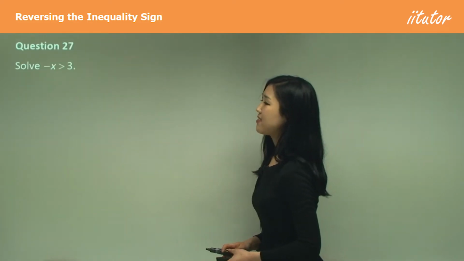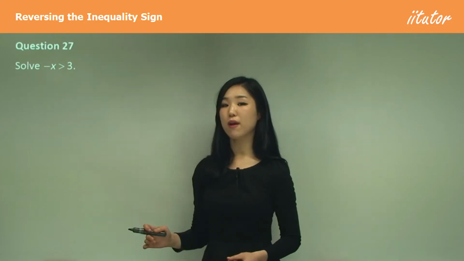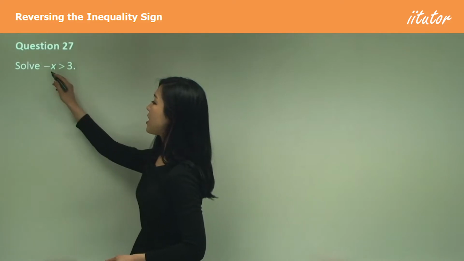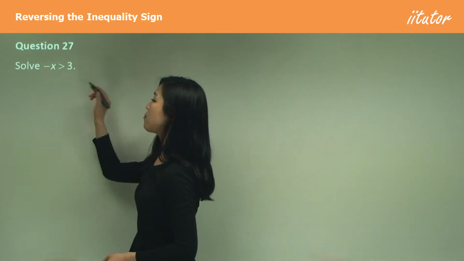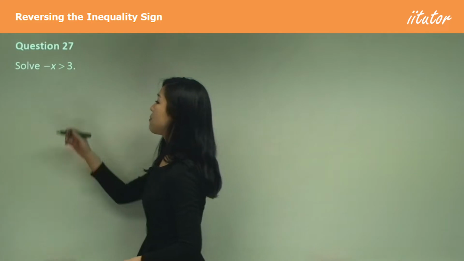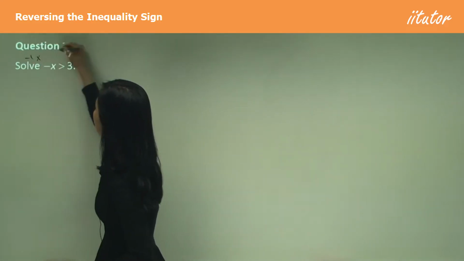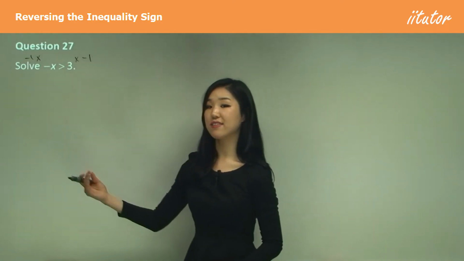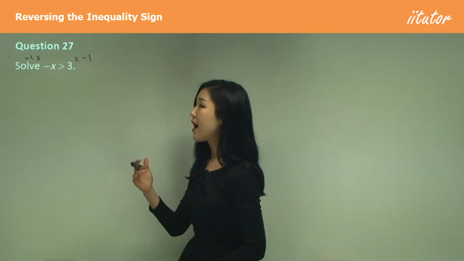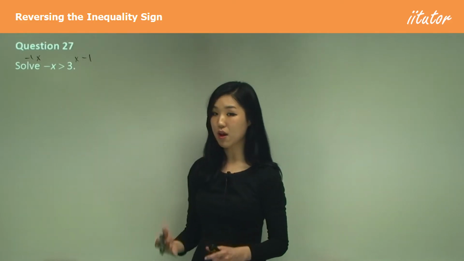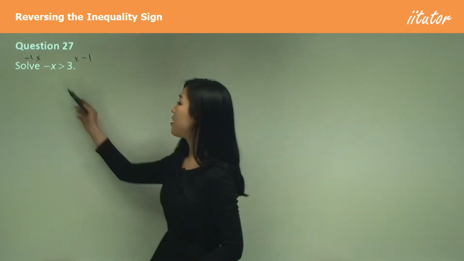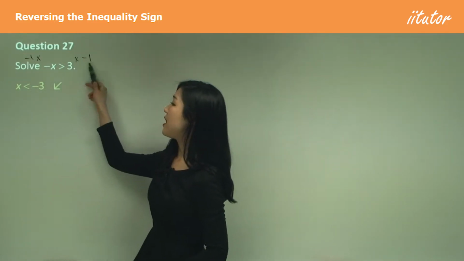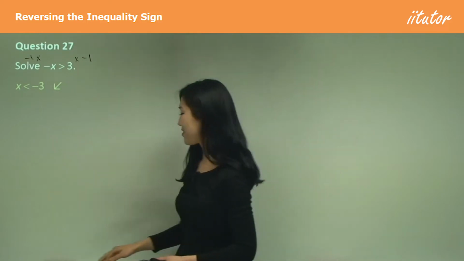Question 27, it says solve negative x is greater than 3. I don't want negative x, I just want x. I'll move the negative over to the other side. I could multiply by negative 1, right? If I multiply both sides by negative 1, that negative 1 times negative x is positive x, isn't it? Which is what we want. But remember, guys, if we're multiplying by a negative number, we reverse the sign. So this will be x, and I switch the sign over to the other direction, and that will be negative 3. Okay, so does that make sense?